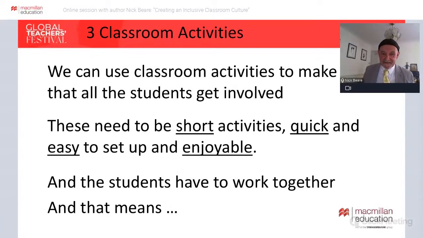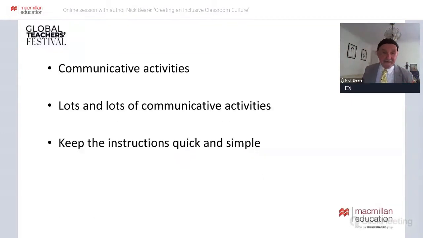Classroom activities. Right, the main classroom activity for getting everyone working together, that's really the most useful thing, is a proper communicative activity. Lots of communicative activities. Keep the instructions quick and simple. And that's the problem with communicative activities, because people find them difficult sometimes. The teachers find them difficult to explain.